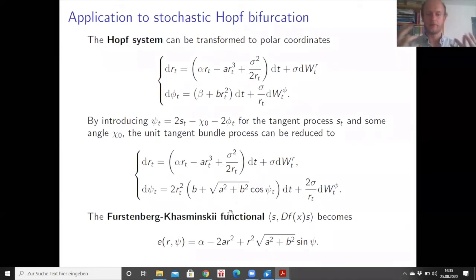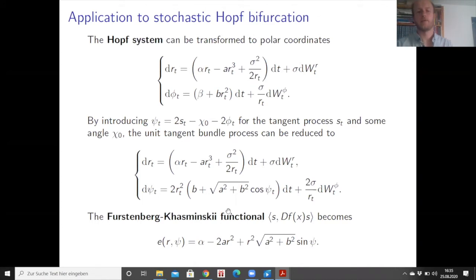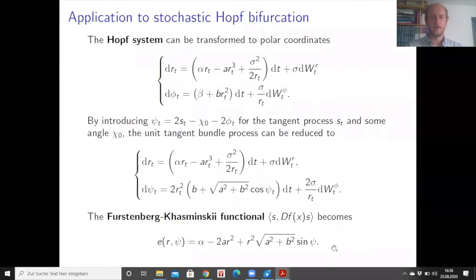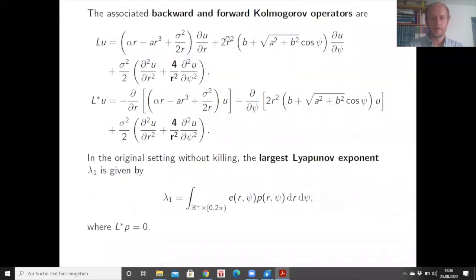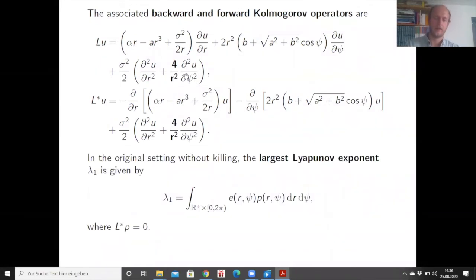And really what you need to know for the next half is that we have this Furstenberg-Khasminskii functional, this problem of the Lyapunov exponent, but now we can look at the whole problem with respect to this two-dimensional system of the radial component coming from the original process, and the psi component combining some part of the original with the linear process. And then you get this two-dimensional SDE system. And in these coordinates, the functional reads like that, such that the formula for the largest Lyapunov exponent is now like this in the original setup.